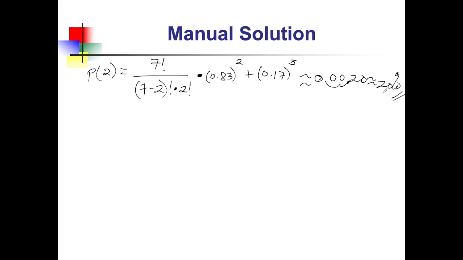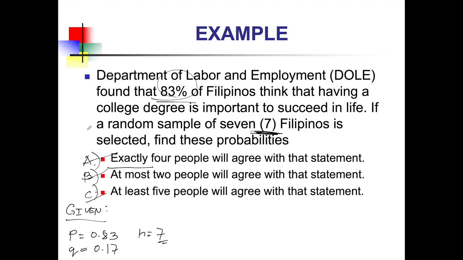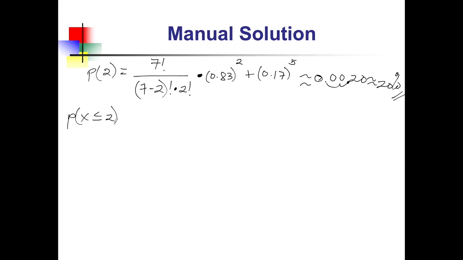Ibig sabihin, kapag 2 ang chinek natin na probability, gaano daw kalaki yung chance na dalawa doon sa 7 yung mag-agree with this statement, that is equivalent to 20%. So, para makuha naman yung value ng ating P of x less than or equals to 2, ito yung statement na at most 2 people. Ayun yung mathematical representation niya. At most 2 people. Pinakamarami na yung 2 people.